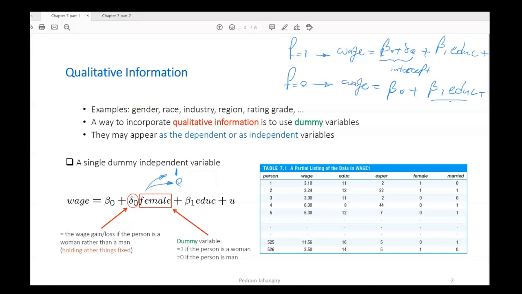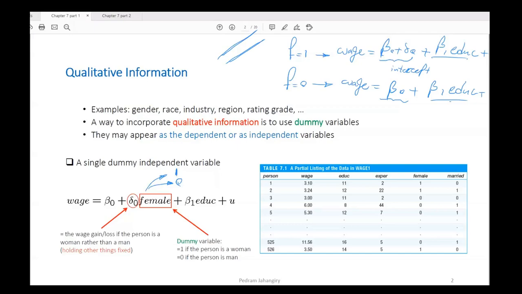And the only difference between male and female is that, at the end of the day, I have two regression lines. So let's say this is for female, this is for male, or this is for male, this is for female, depending on the sign of delta zero. If delta zero is negative, look at the intercept. On average, at any level of education, females are earning less than males. If it is positive, on average, females at any level of education are earning more than males.